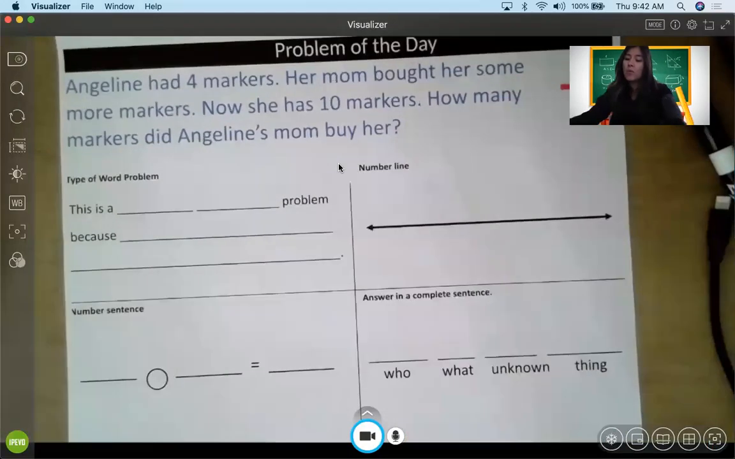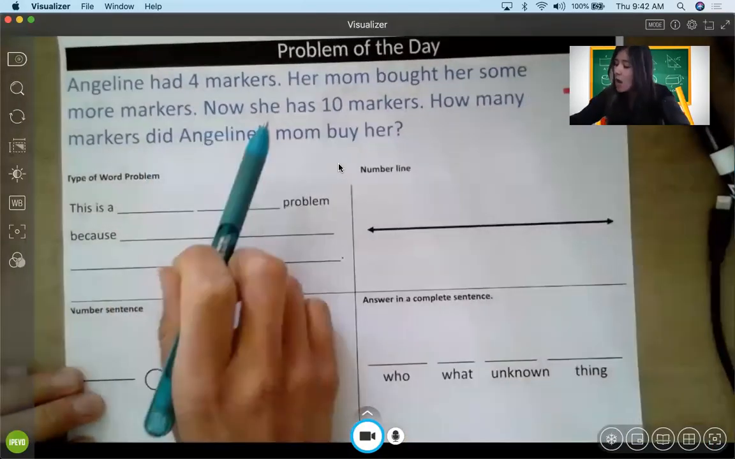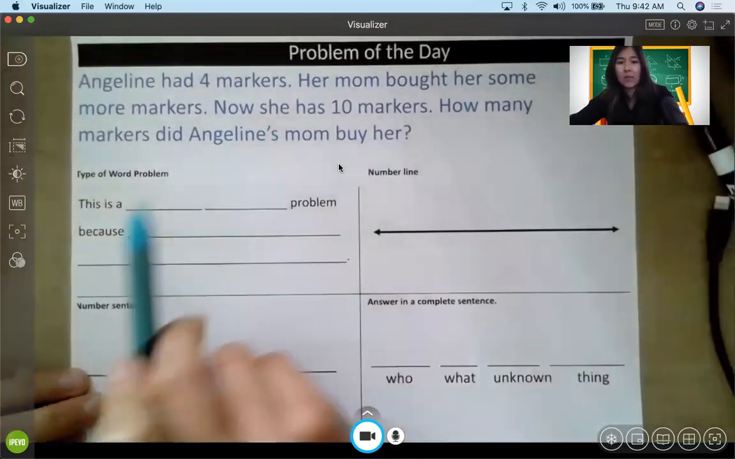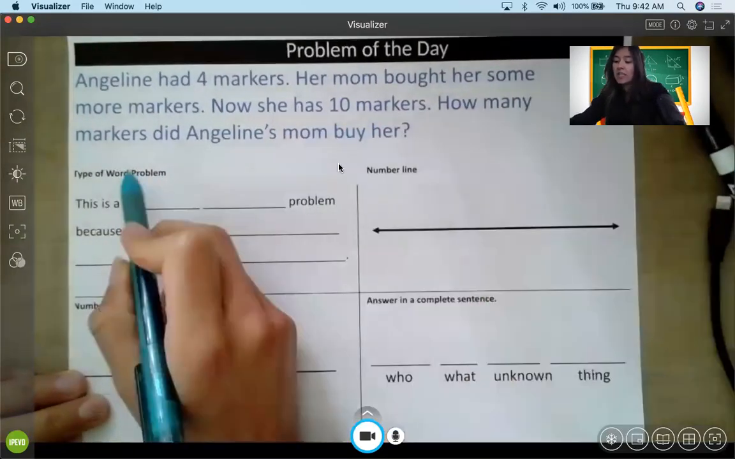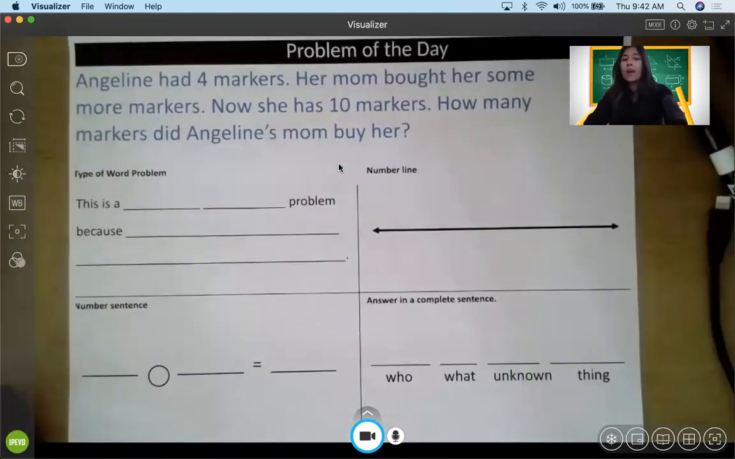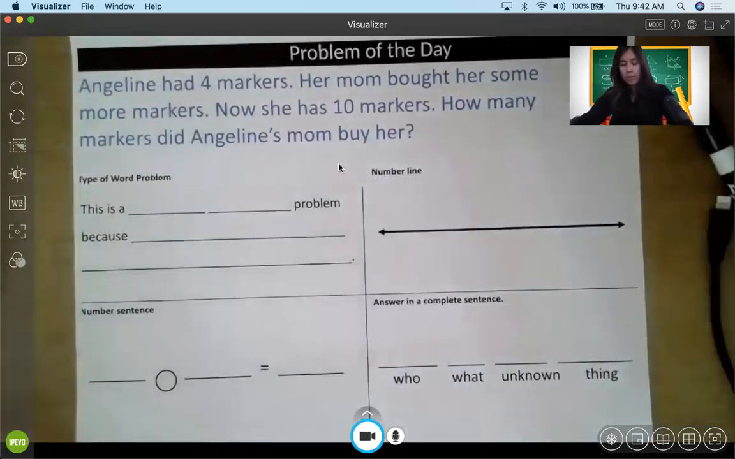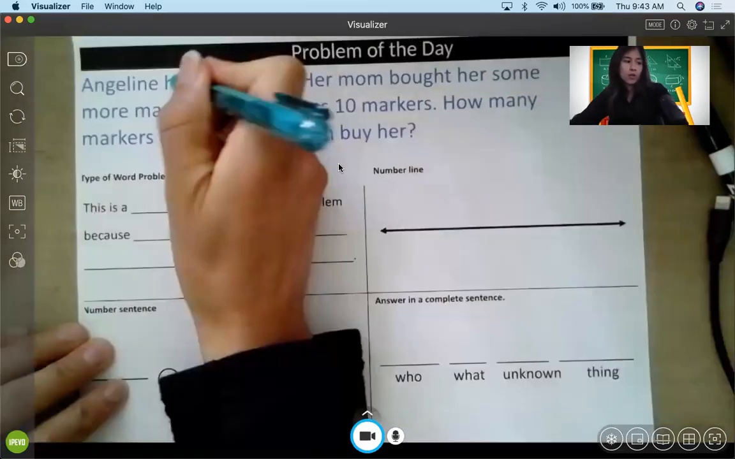So the problem was Angeline had 4 markers. Oh, hi, Angeline. Her mom bought her some more markers. Now she has 10 markers. How many markers did Angeline's mom buy her? So first, I need to know, what is this problem? Who is this problem about? Well, this problem is about Angeline. And what does Angeline have? Markers. Okay, so first Angeline had markers, right?